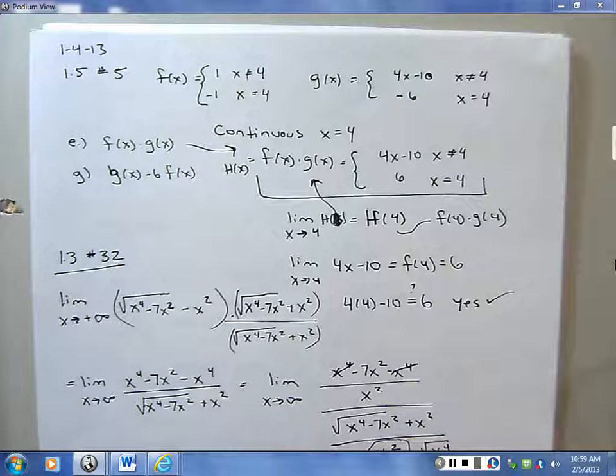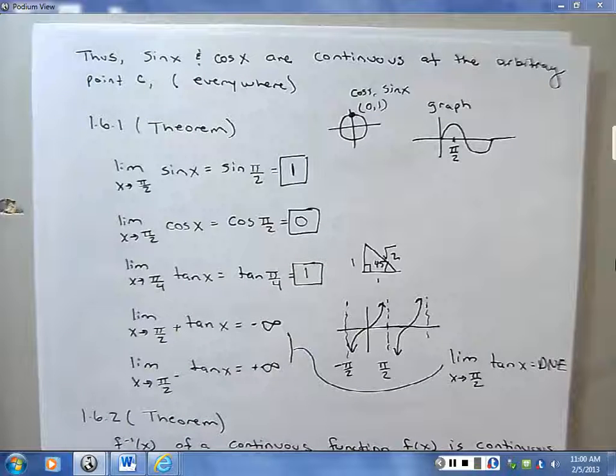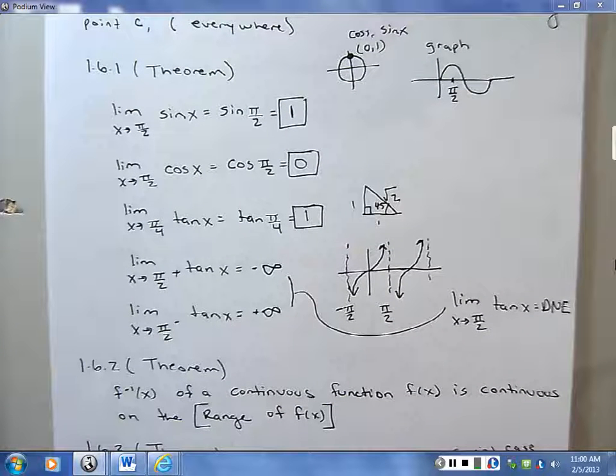Okay, just a little review. Last time we talked about 1.6, which covered straightforward types of continuity, trig functions, exponential functions, and inverse functions. You would be expected to be able to evaluate sine, cosine, tangent at the basic angles: pi over 4, pi over 3, pi over 6, pi over 2, or any multiple of those.